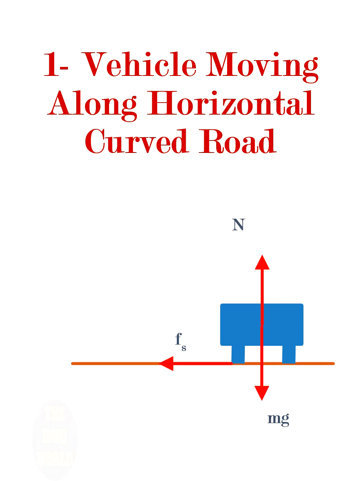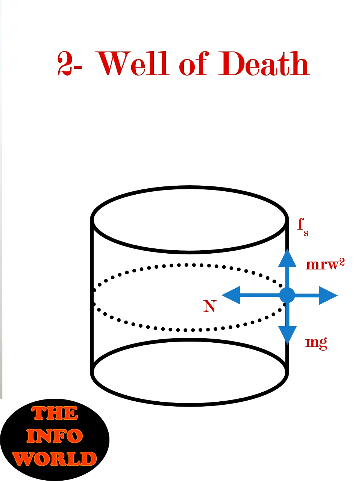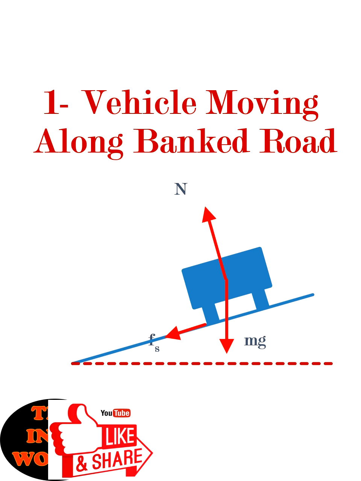Hello friends, in previous videos I explained the applications of circular motion. The first one is the vehicle moving along a horizontal circular road, then the well of death that we call maut ka kuwa, and the third one is the vehicle moving along a banked road.